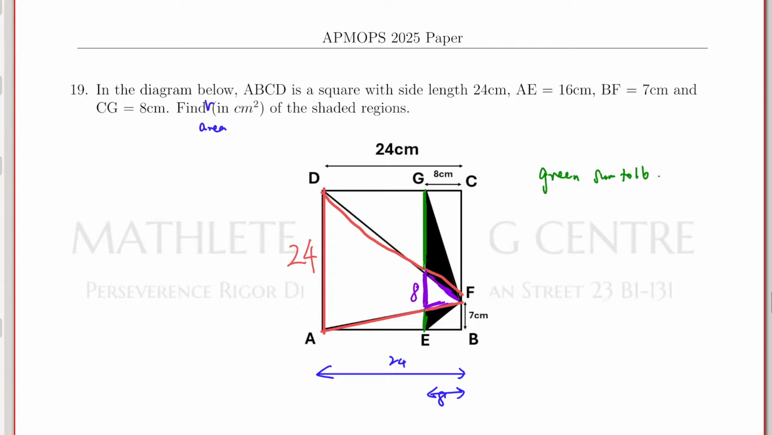We don't need to know because we are concerned about the sum of areas. We're not concerned about the individual areas. So in this case, the sum of areas will be equals to half times the base of 16 times the height of 8. That's equals to 64.